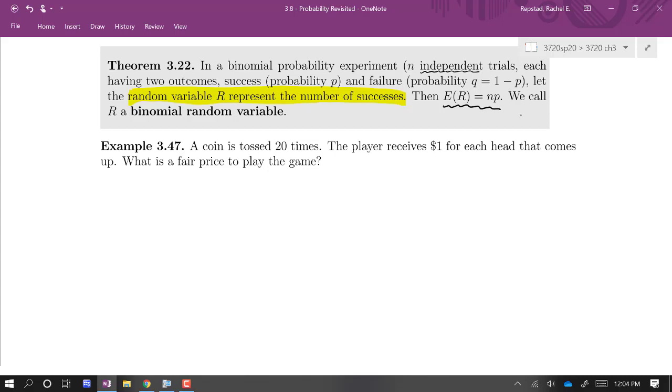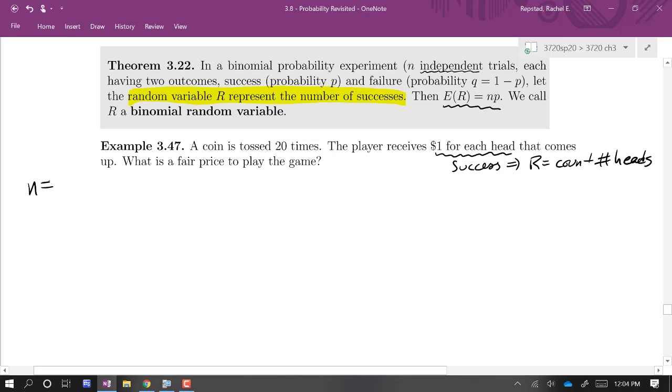So let's say we toss a coin 20 times. Now those are independent tosses, right? Coins don't have memory. So we have 20 independent trials. The player receives $1 for each head that comes up, so we should let our random variable count the number of heads. That's our success. Our value of n is 20, because we're doing this 20 times.